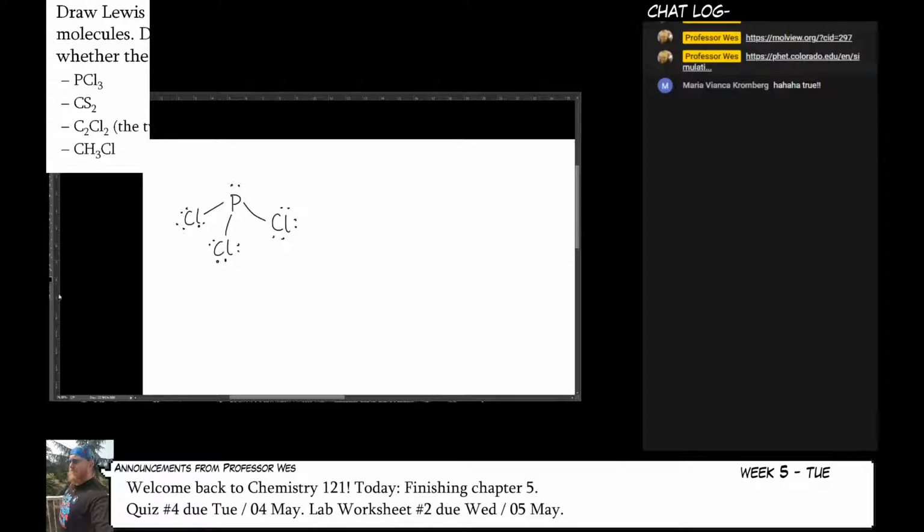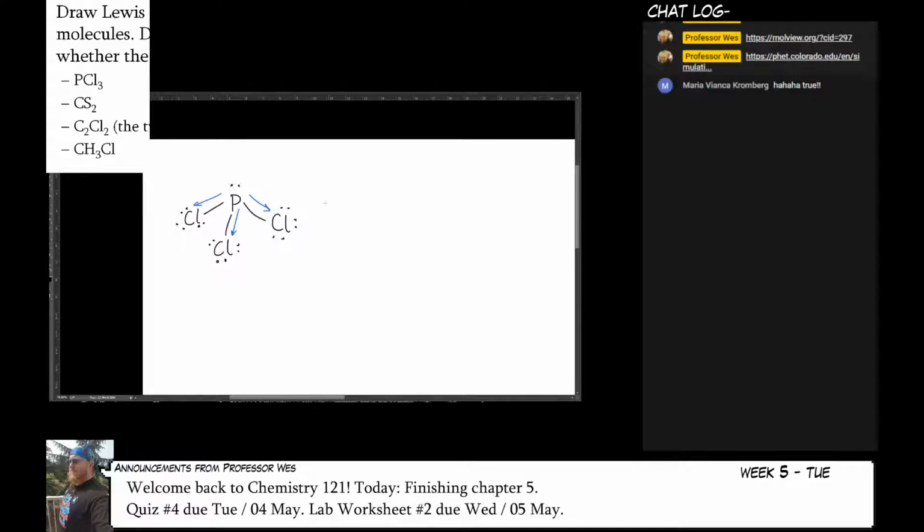And then we'll draw all of our electronegativity arrows. So chlorine is more electronegative than phosphorus. So all these arrows are going to point in this direction. And so you should be able to tell here that my arrows are all sort of pointing in the down direction, and there's nothing that's really pointing up to undo that, right?